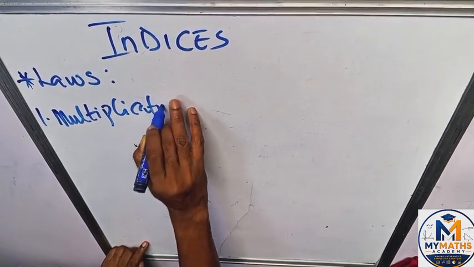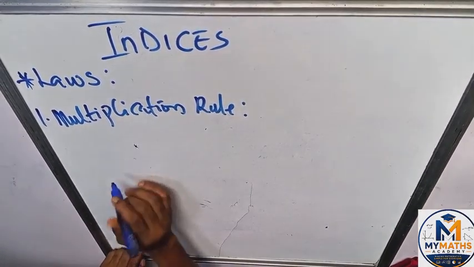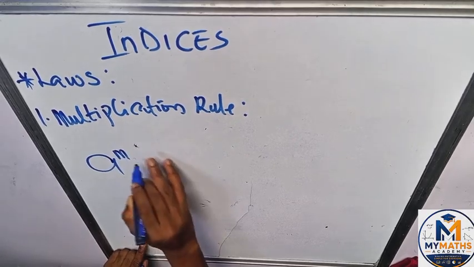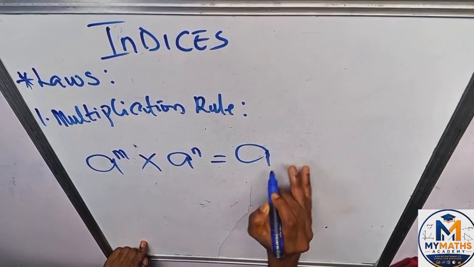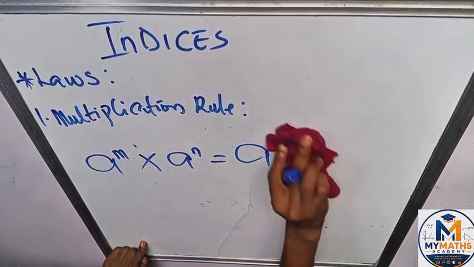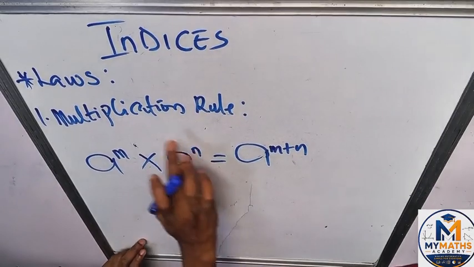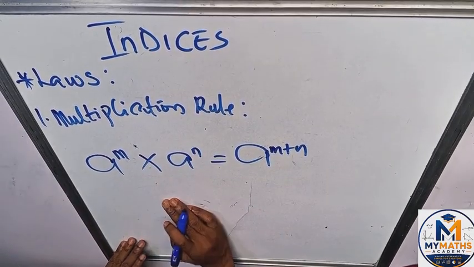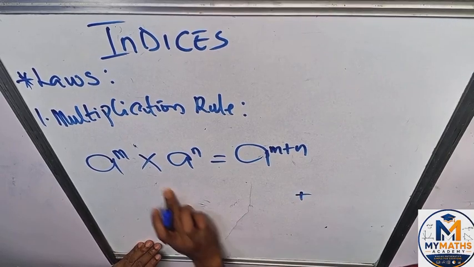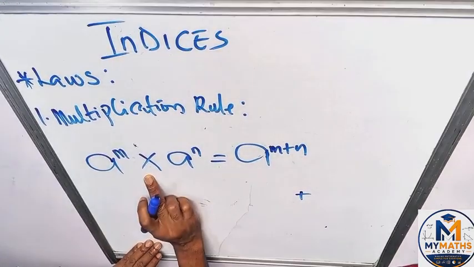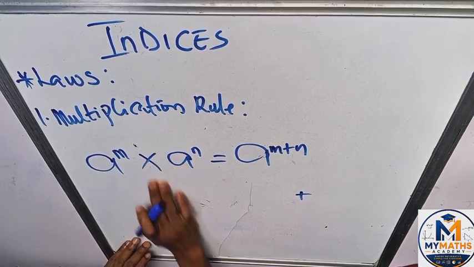Okay, the multiplication rule. In this case, this is when you have something like, let's say, a raised to power m times a raised to power n, then it's going to be a raised to power m plus n. So what this multiplication rule is saying is that when you have a power of any value and you multiply, then the powers are going to be added. If this is multiplication, then the powers are going to be addition. So this is what we call the multiplication rule.